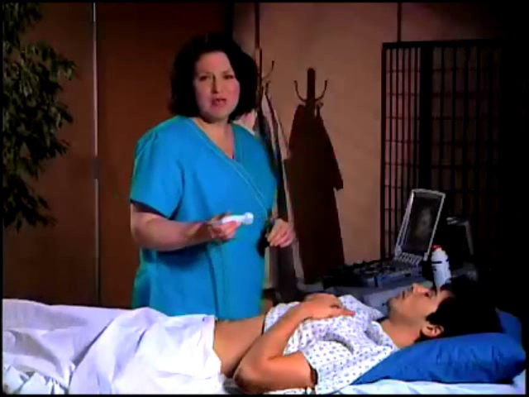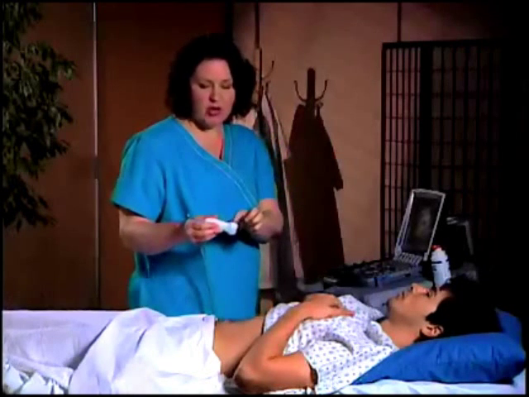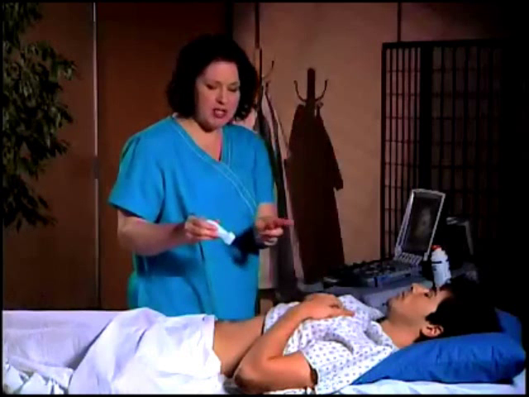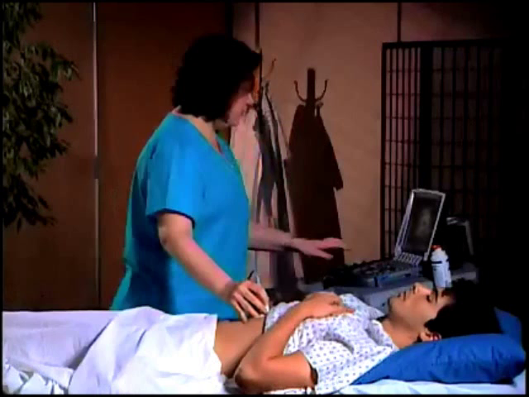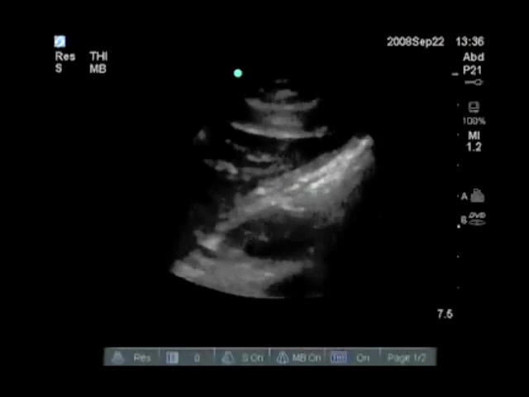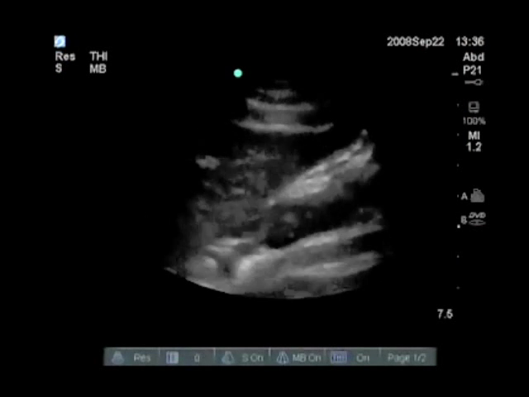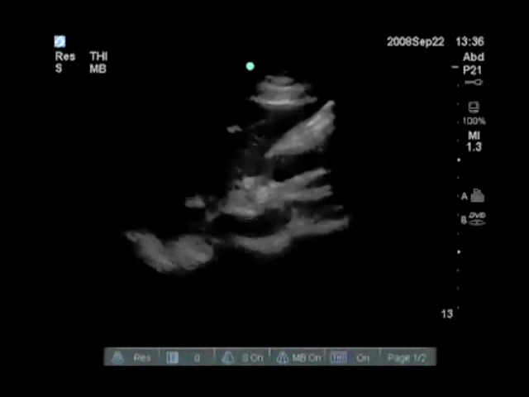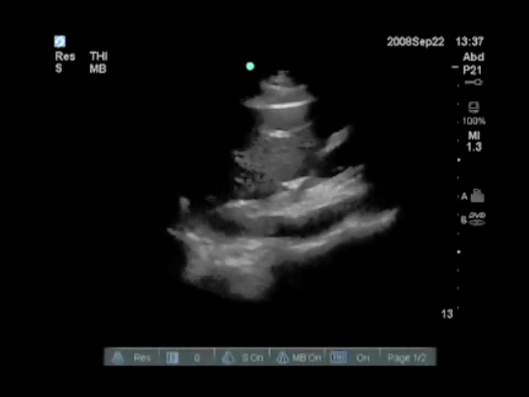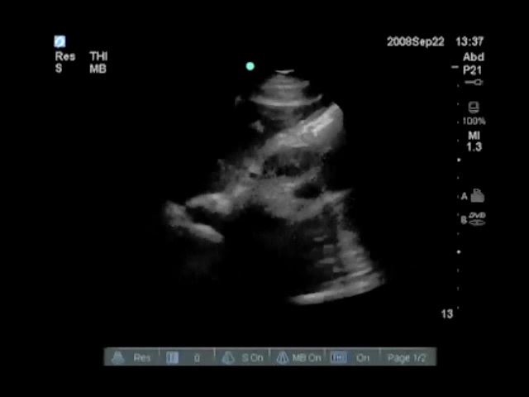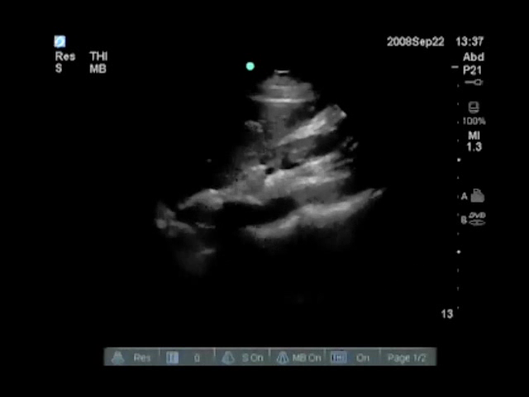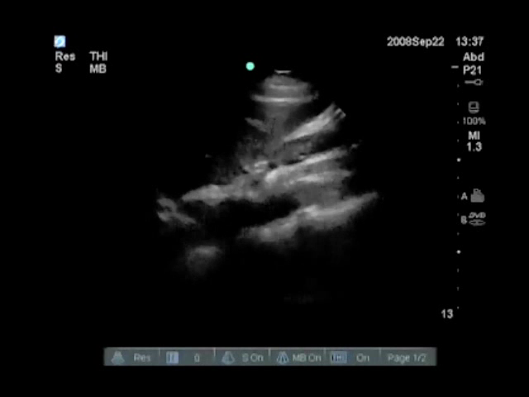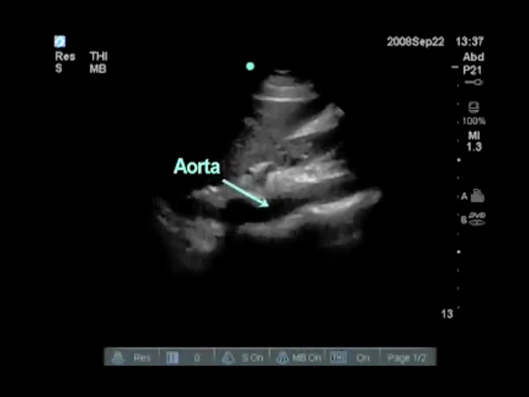Once we finish the transverse sweep, we're going to turn the transducer so the orientation marker is facing the patient's head. We'll place it again starting at the epigastric level. I'm going to increase the depth here a little bit. Find the aorta, and at this point, because I'm in a sagittal view, it should appear as a long black tube moving from the left to the right of the image.